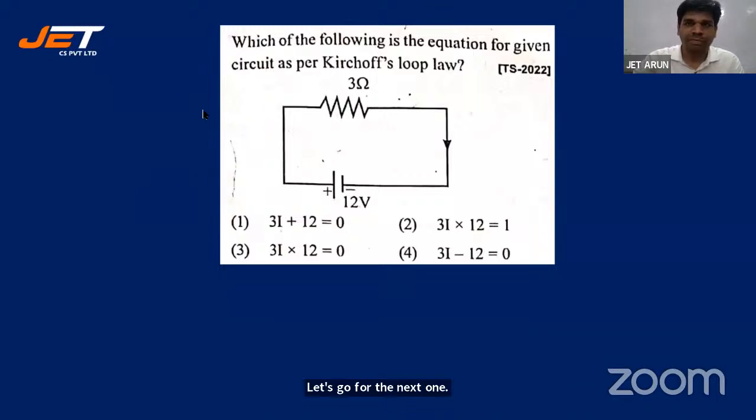Which of the following is the equation for the given circuit as per Kirchhoff's loop law? Out of the 4 options, which equation is correct for the given loop? Be careful with the loop law, students. Be careful with the convention.